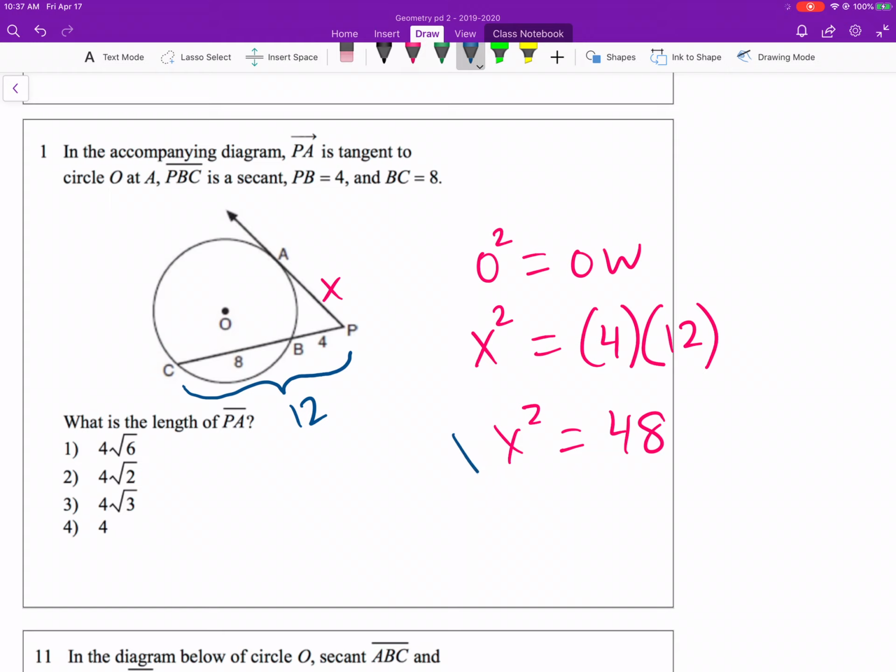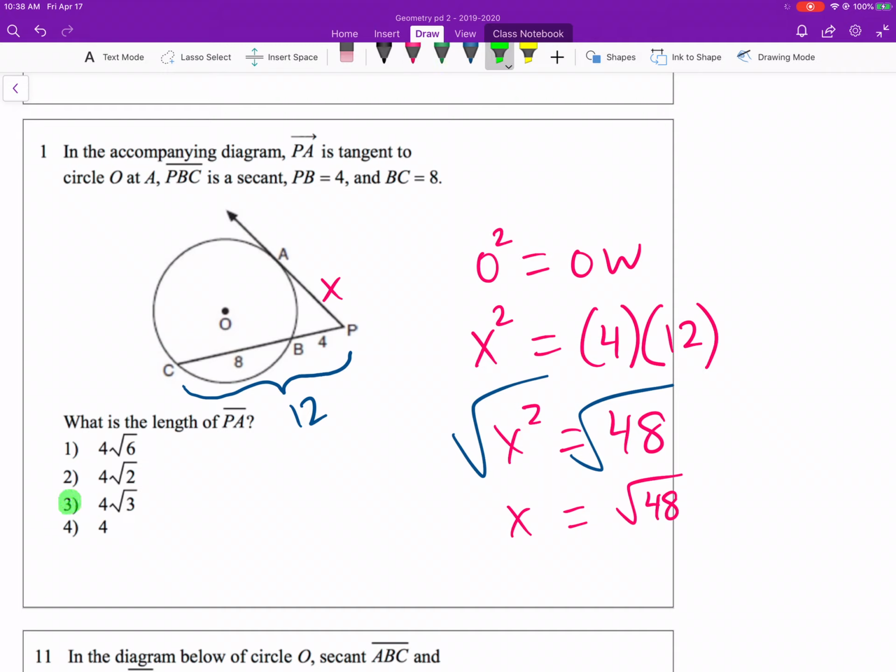Square root both sides. Now at this point you could write x is equal to radical 48 and find out that decimal value in your calculator and then see which answer choice matches that. So it would end up coming to, when you do that, it comes to choice 3.